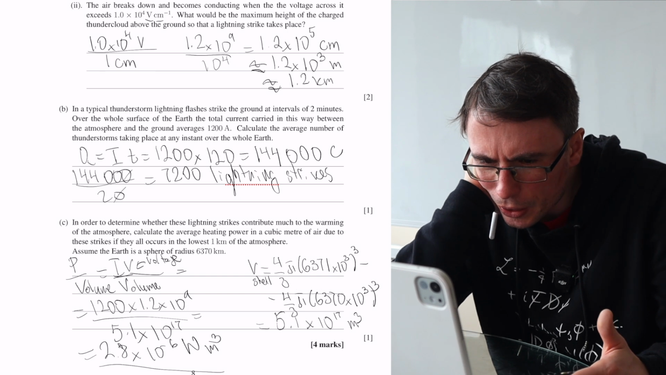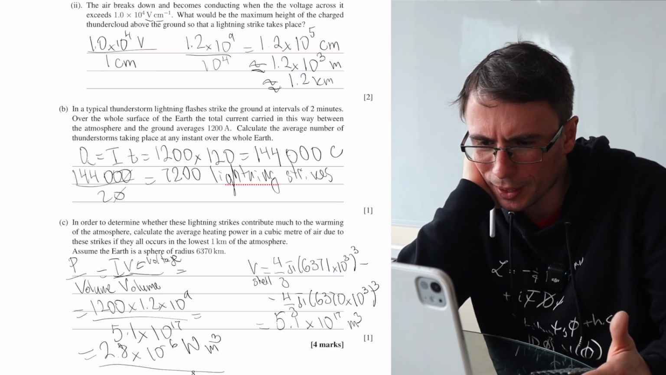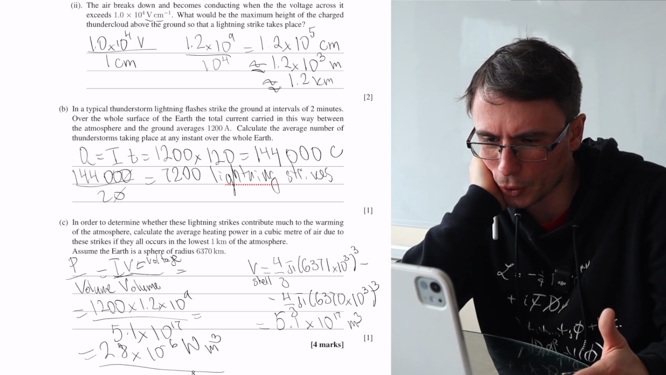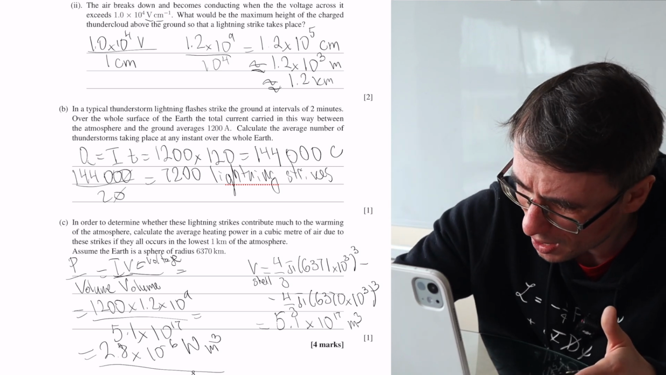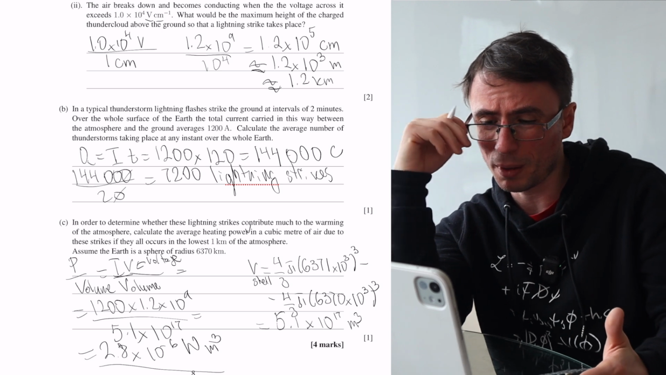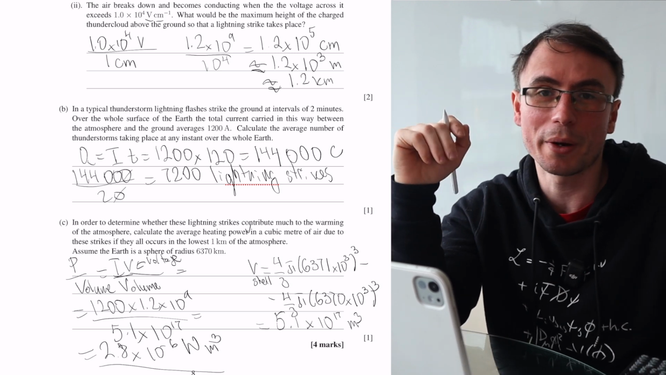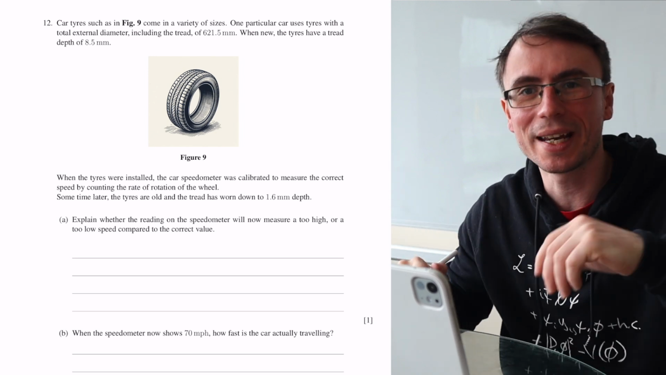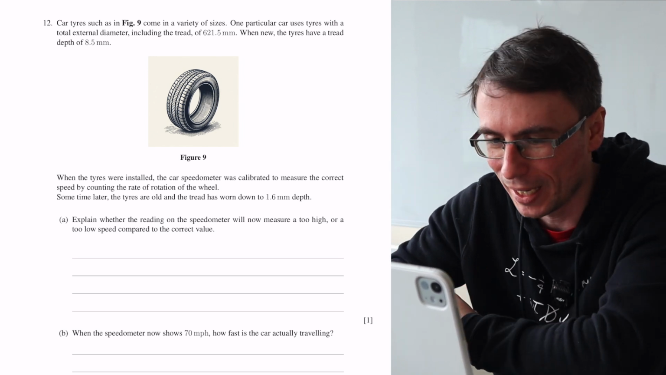Is this what the question is actually asking us about? In order to determine whether these lightning strikes contribute much to the warming of the atmosphere, calculate the average heating power. So we've done this. Well, 2.8 times 10 to the power of -6 doesn't seem like very much to me, but we've calculated it. Next one, which is about a tire. I do like rotational mechanics.